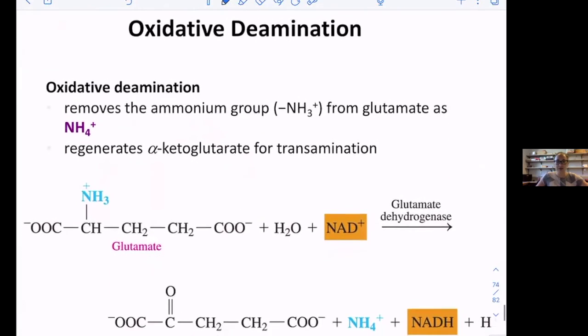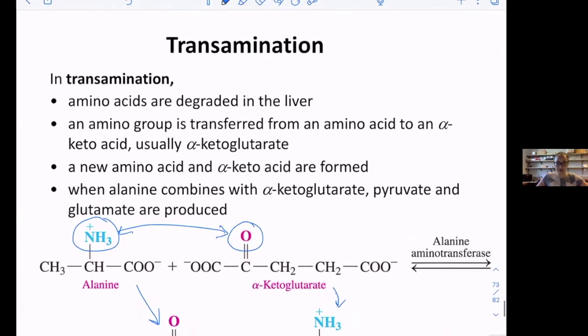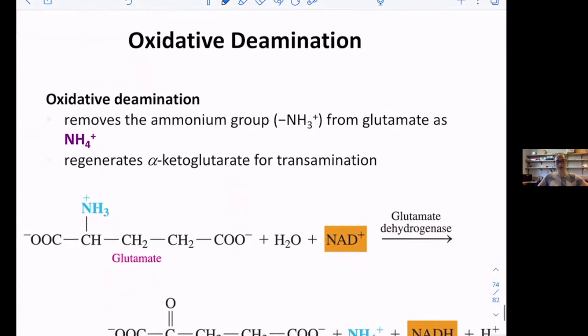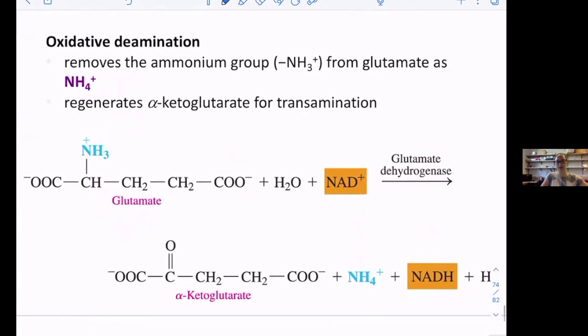Then we also have oxidative deamination. Transamination is just trading where the amine is. Now we're doing oxidative deamination. In oxidative deamination, we remove the ammonium group, that NH3 plus, from glutamate as NH4 plus. In our last reaction, we formed glutamate. Now we're going to take that glutamate and transform it into alpha ketoglutarate.